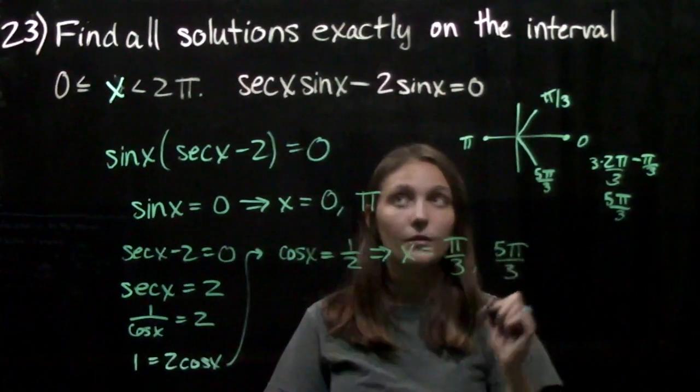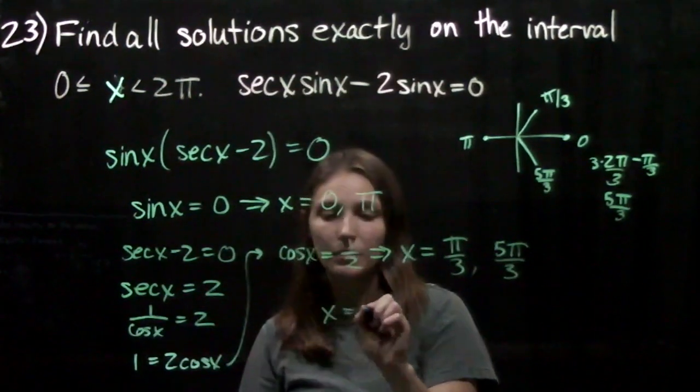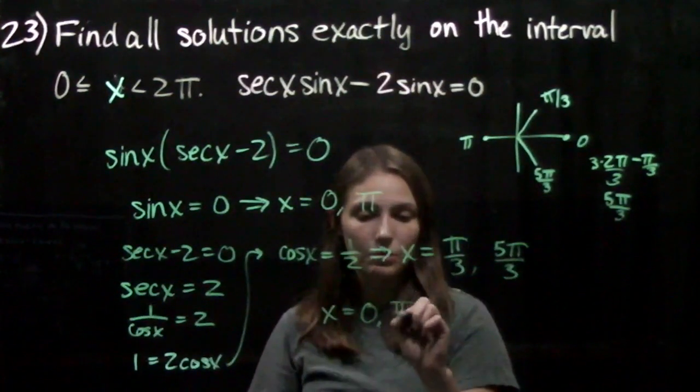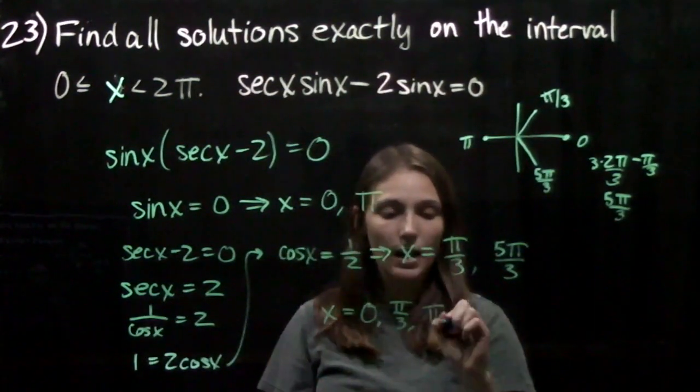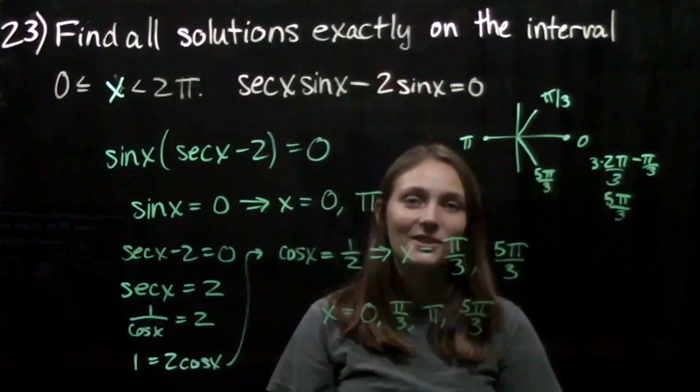So our exact solutions for this equation right here, we have x can be equal to 0, can be equal to pi over 3, can be equal to pi, or it can be equal to 5 pi over 3. And those are your solutions.